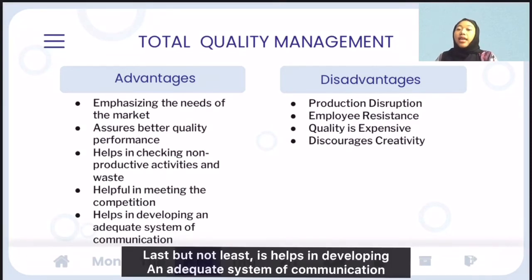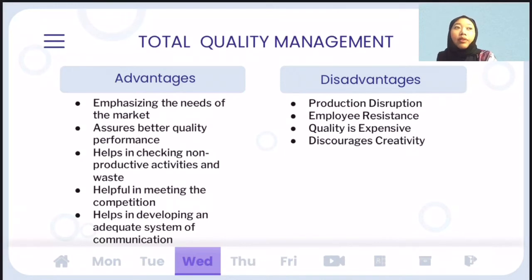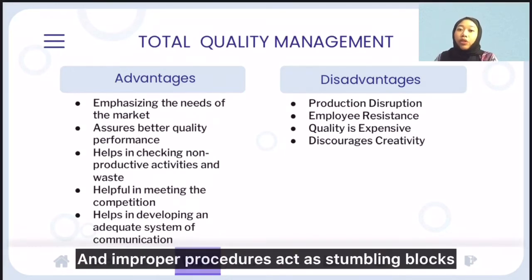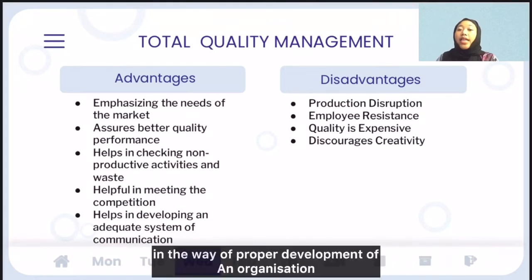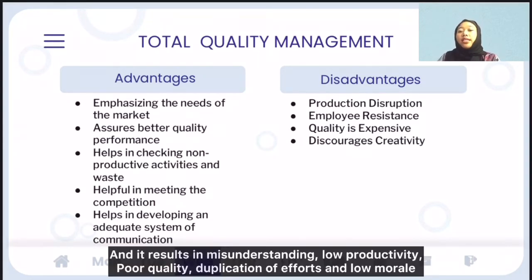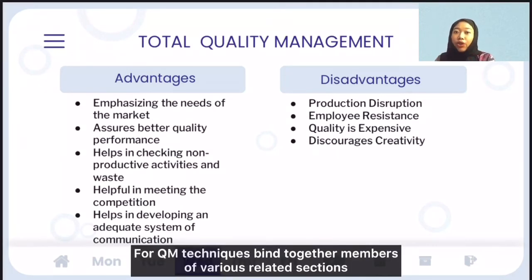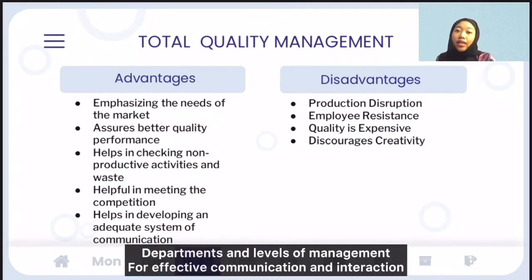Last but not least is that it helps in developing an adequate system of communication. Faulty and inadequate communication and improper procedures act as stumbling blocks in the way of proper development of an organization, and the result is misunderstanding, low productivity, poor quality, duplication of efforts, and low morale. TQM techniques bind together members of various related sections, departments, and levels of management for effective communication and interaction.